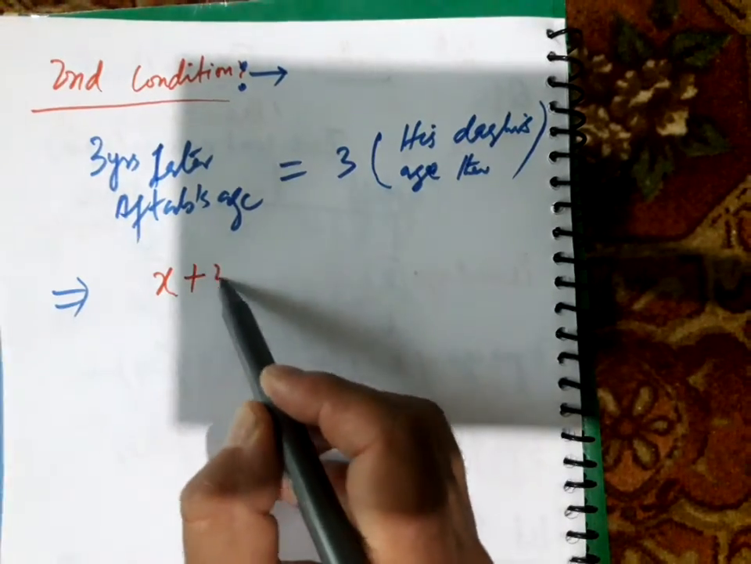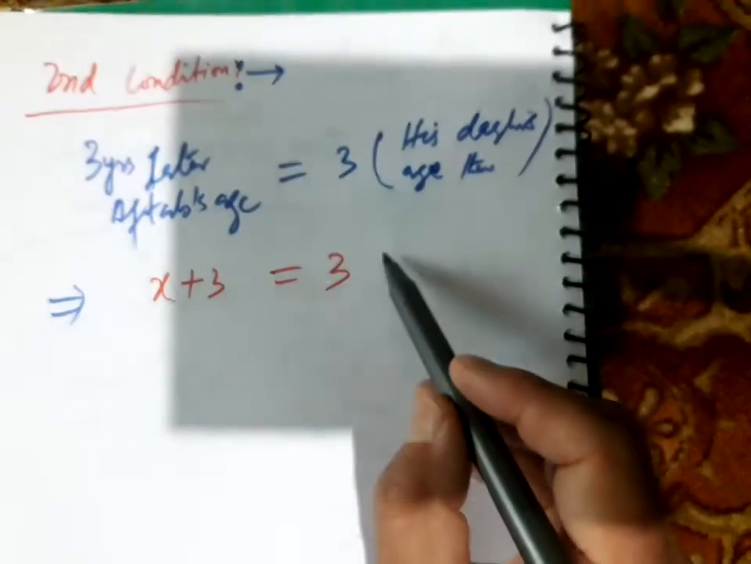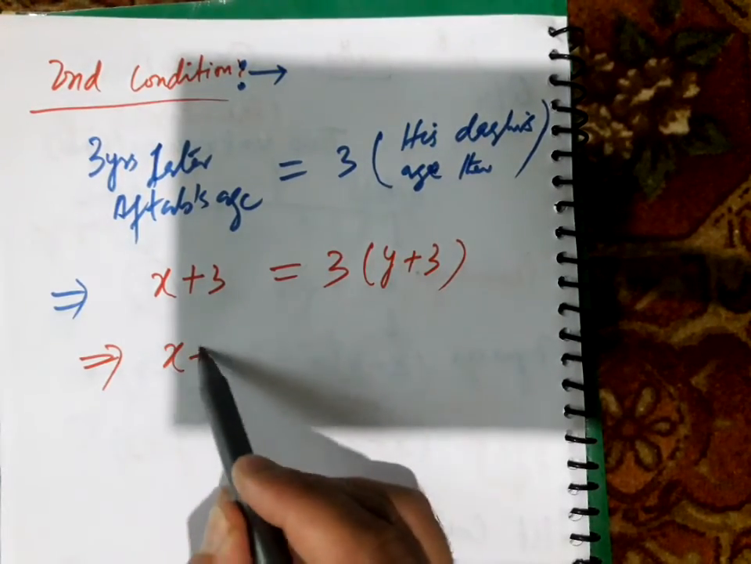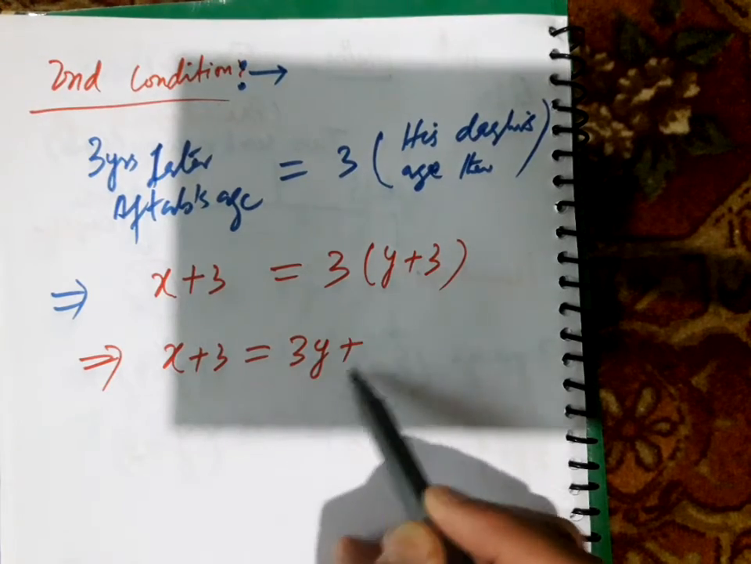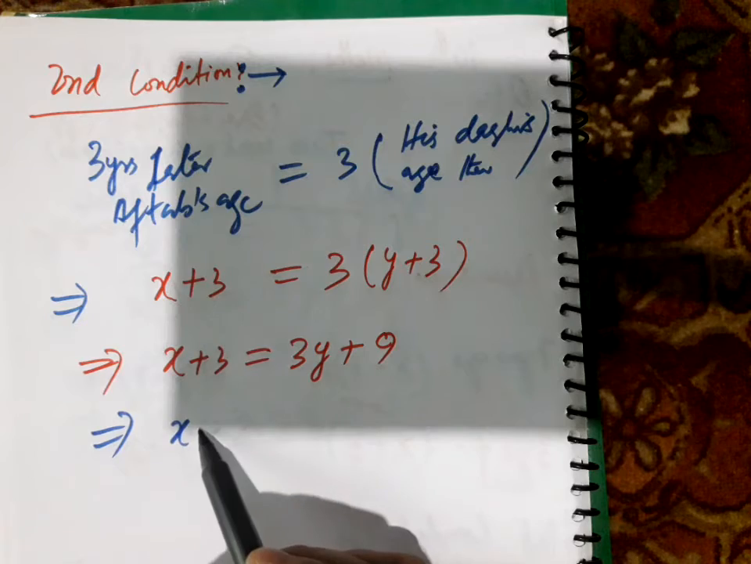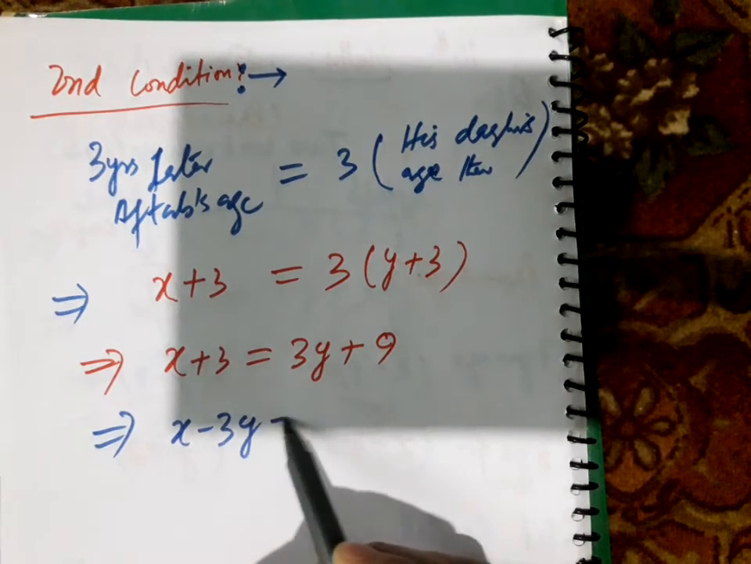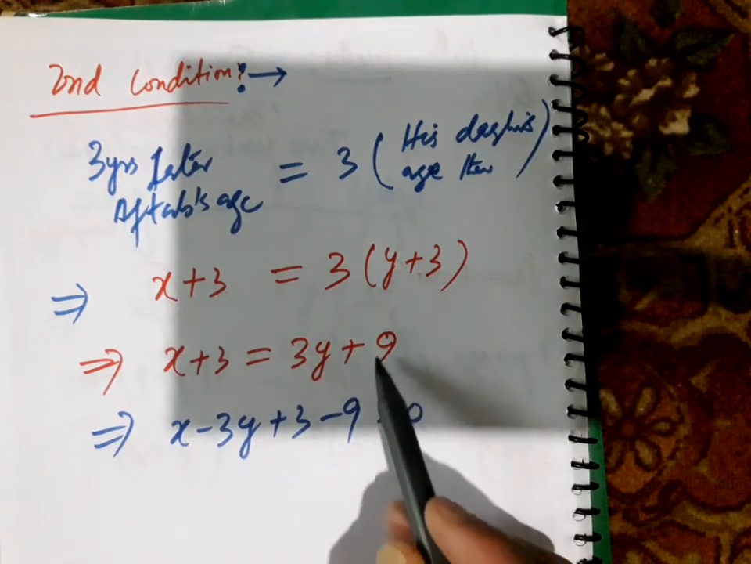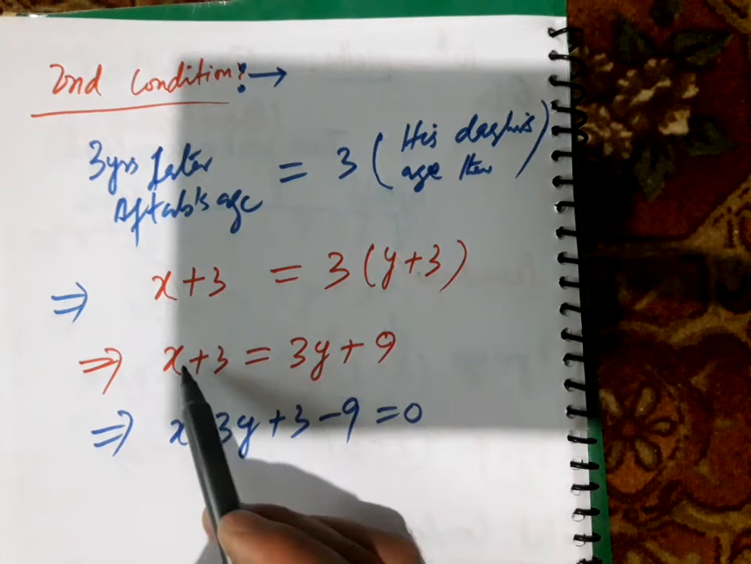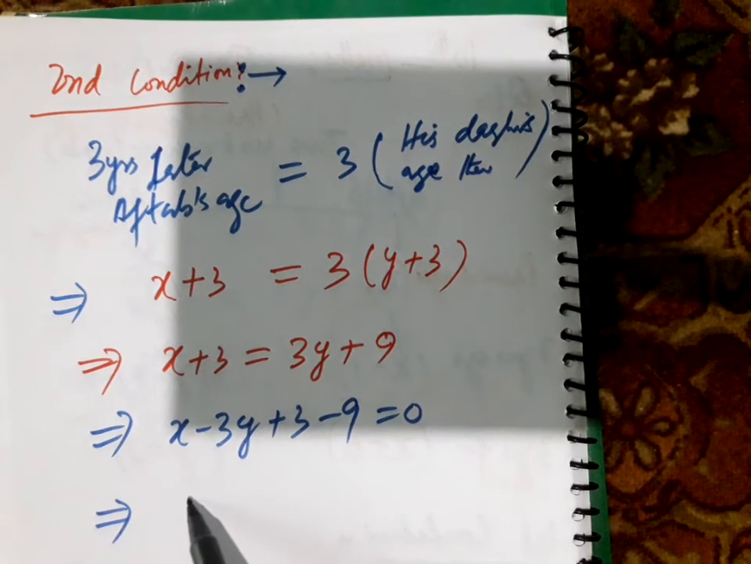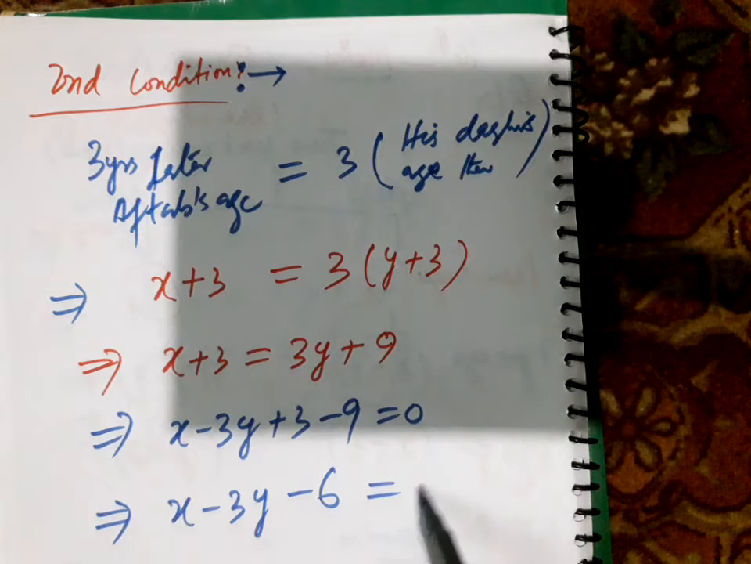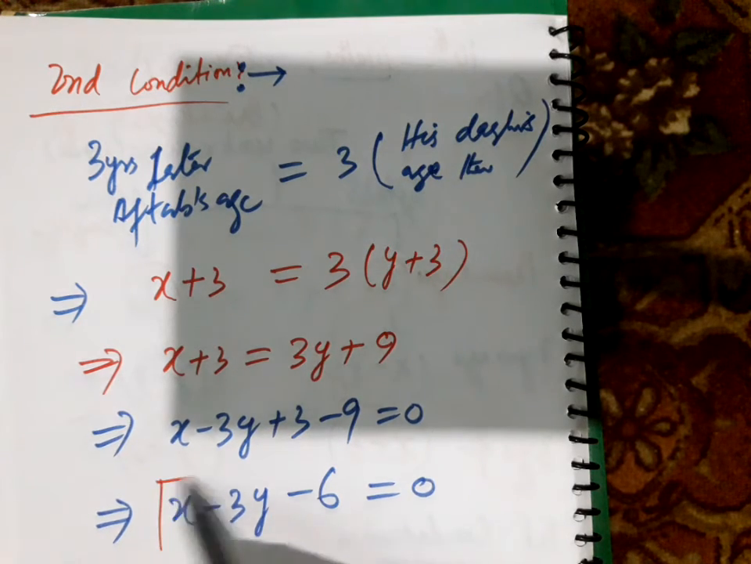This x plus 3 is equal to 3 times his daughter's age, y plus 3, 3 years later. This will imply that x plus 3 is equal to 3 times y plus 3, that is 3y plus 9. So we get x minus 3y plus 3 minus 9 is equal to 0. We have transposed the terms from the right hand side to the left hand side. We got this equation as x minus 3y minus 6 is equal to 0. This is our second equation.